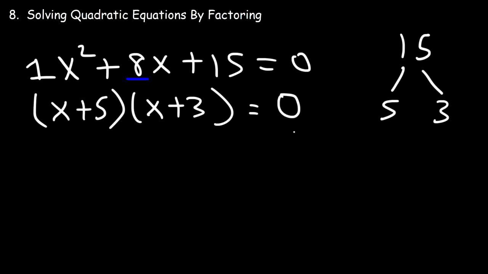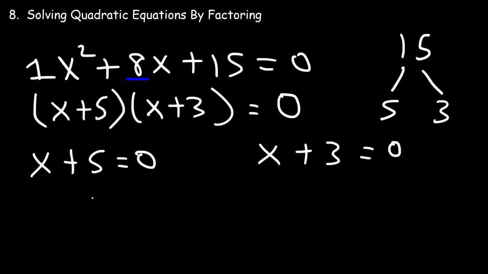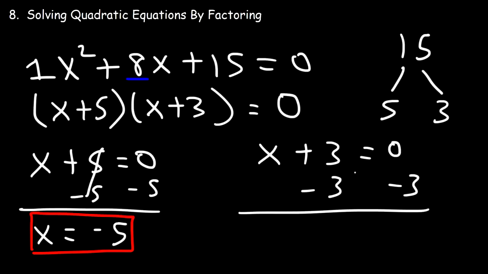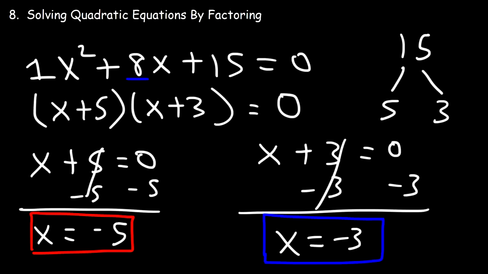Now after you factor it, you want to separate it into two equations. You want to set each factor equal to 0. So we're going to set x plus 5 equal to 0 and x plus 3 equal to 0. So for the first equation, if we subtract both sides by 5, we can see that x will be equal to negative 5. And for the second one, if we subtract both sides by 3, x is equal to negative 3. And so that's a simple way in which you can solve a quadratic equation by factoring if the leading coefficient is 1.